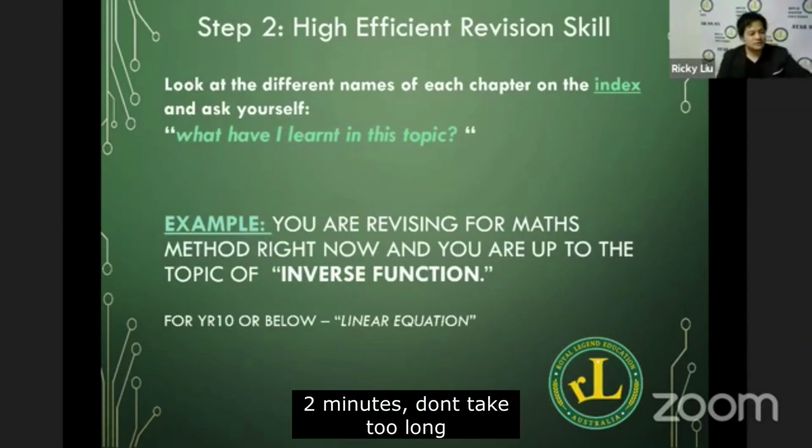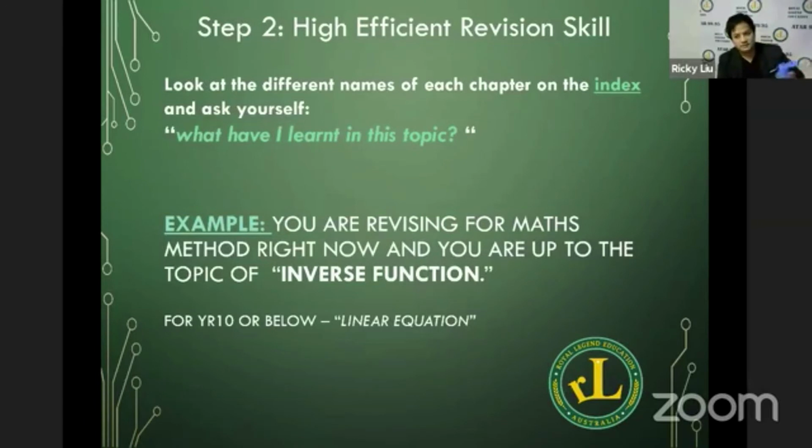Two minutes. Don't take too long. You should be writing.